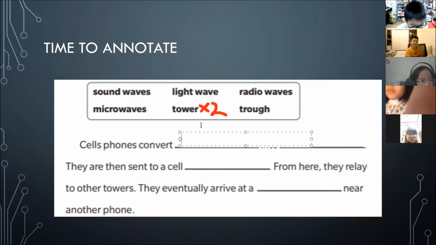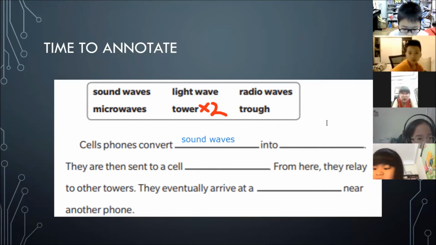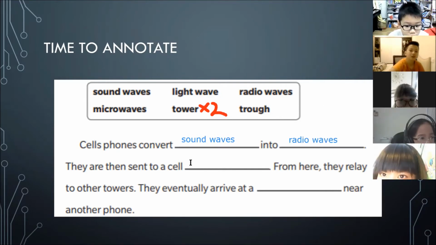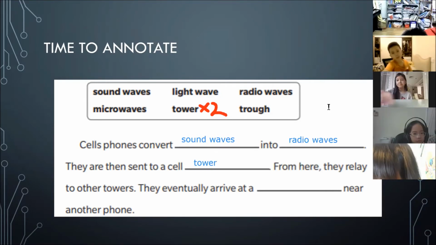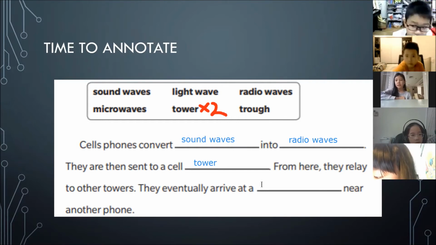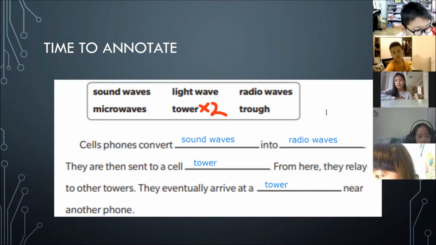Sound waves. Sound waves, good. So, into what, guys? Into radio waves. Yes. Then what happens? Tower. From here, they relay to other towers. From here, eventually arrive at another tower. At a near pole. Good job. Okay. Near. Everybody, I want you to read this again with the correct words in it.